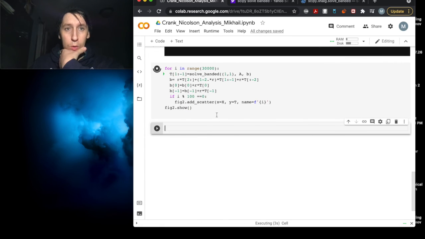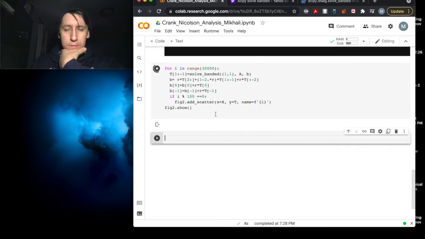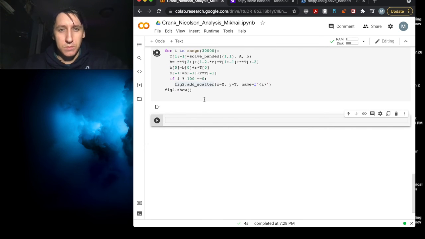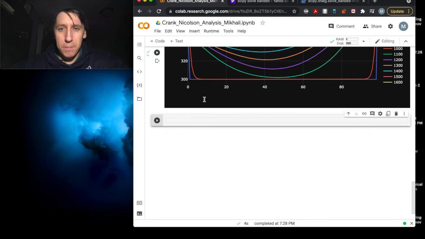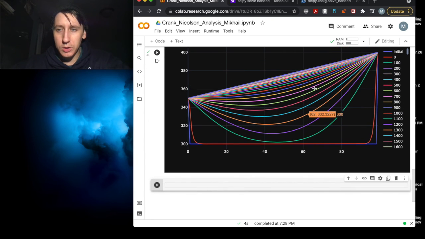Let's see our figure doing its calculation here. It's going to put 3,000 right there, of course. That's probably going to take a little bit. All right, and there we go.